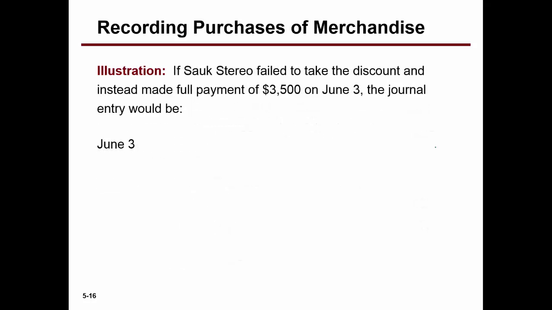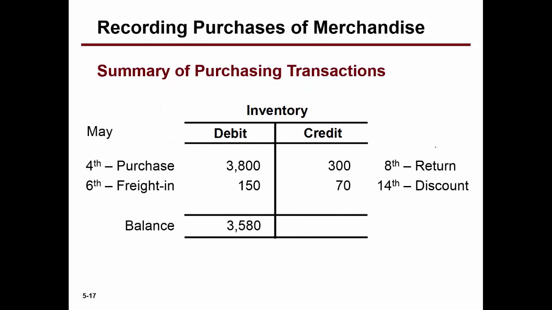Right? And so if you take a look at what happened with this inventory, we originally purchased it for $3,800. We added in the freight in. We credited out the return. We credited out the discount. So the inventory ends up showing net of any returns and discounts plus the freight in, right? Okay, so if I give you a problem where I say, here's what they originally paid for the inventory, here's the returns, here's the discount terms, here's the delivery cost, you should be able to calculate the cost of that inventory, right?